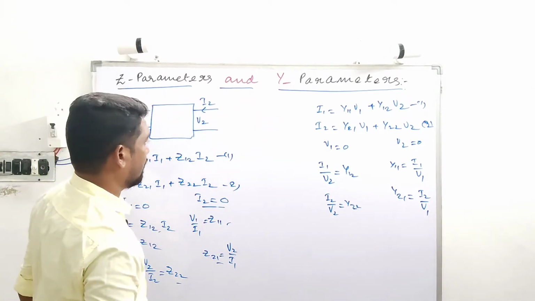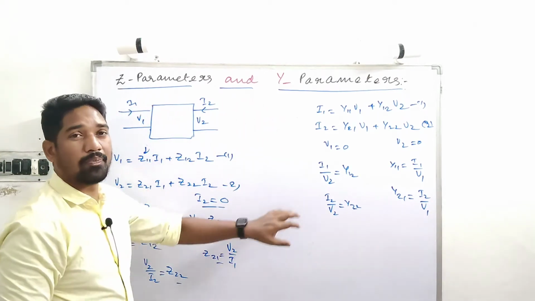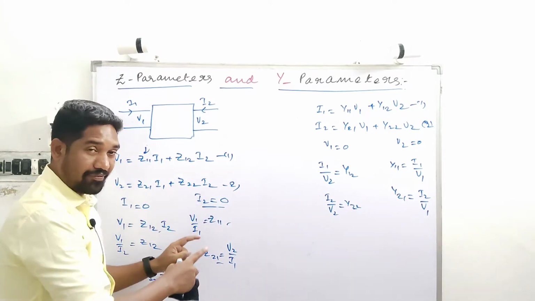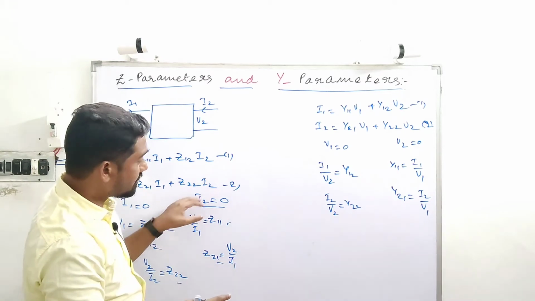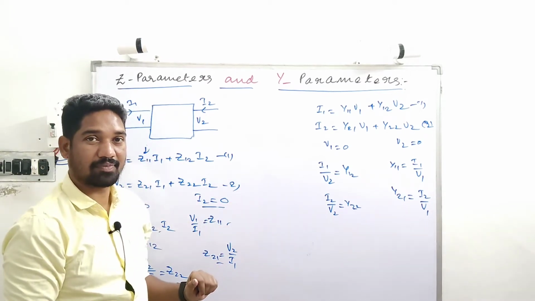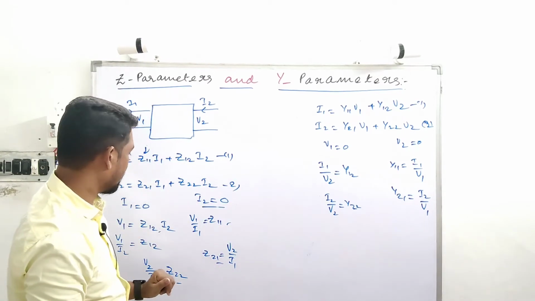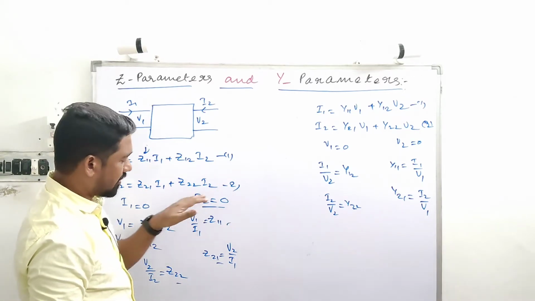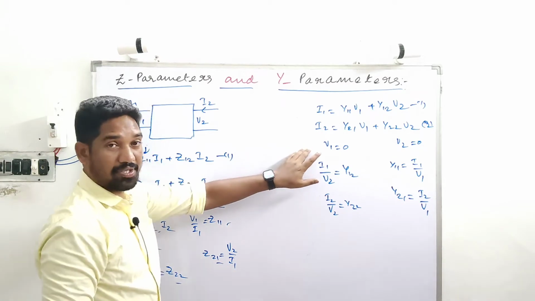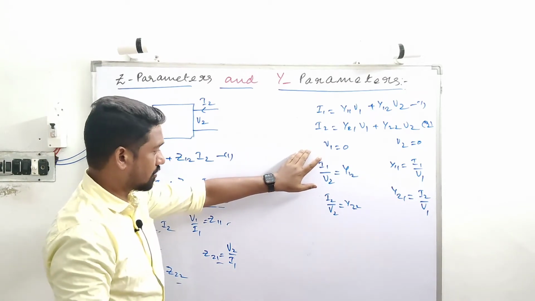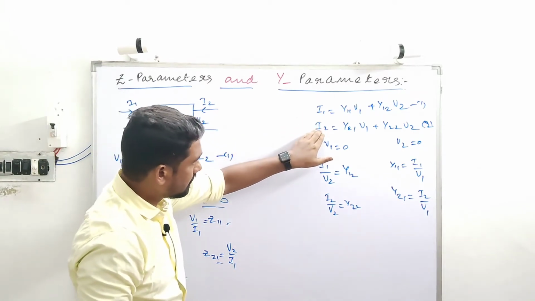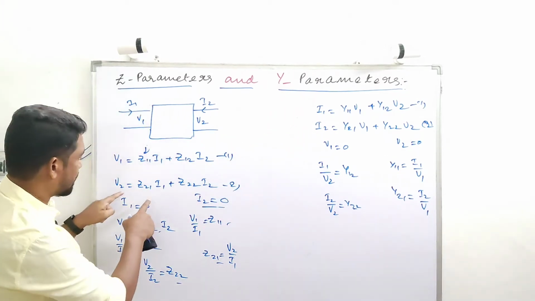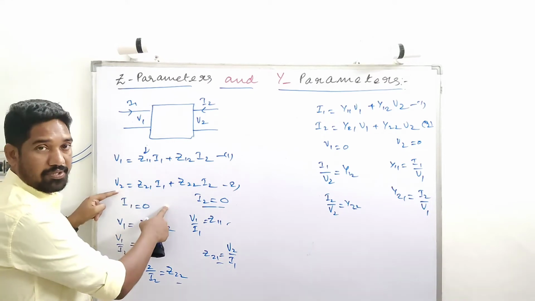Alright, so this is not all. Actually, the more important point is establishing a relationship: deriving an expression for Z parameters in terms of Y parameters. Once again, it's expressing Z parameters in terms of Y parameters. So the procedure is, we start with the two describing equations for Y parameters, and then we compare with the standard expression for Z parameters.